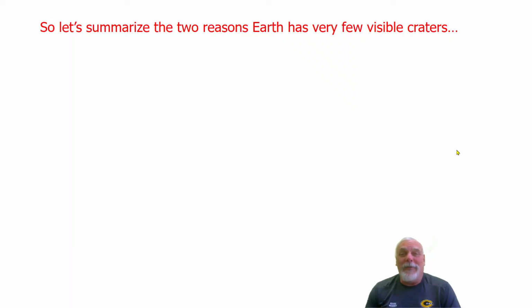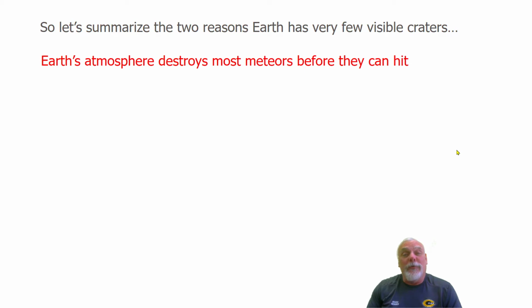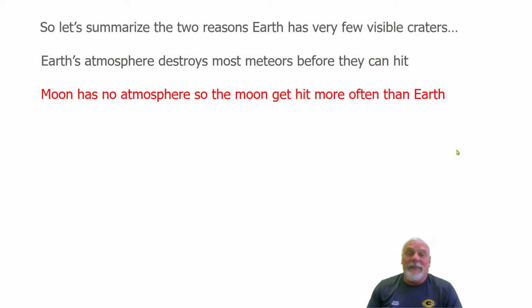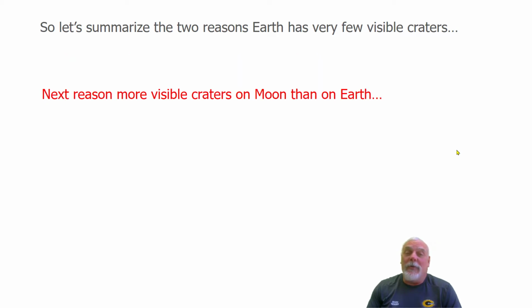So let's summarize the two reasons Earth has very few visible craters. The first reason is that Earth's atmosphere destroys most meteors before they can hit. So what that means is that the moon has no atmosphere, so the moon is going to get hit more often than the Earth does. The next reason, there are more visible craters on the moon than on the Earth.